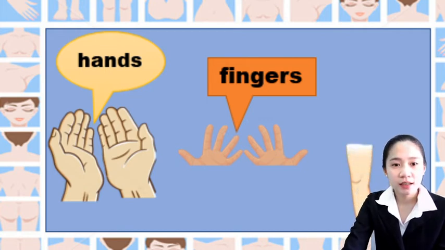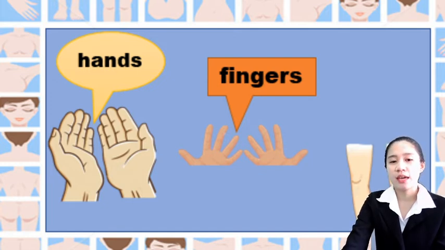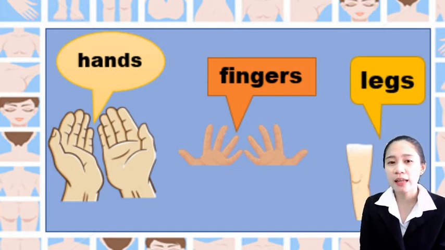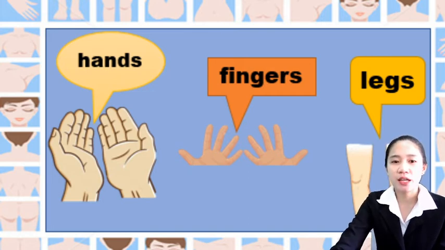What is this? Are you familiar with this part of the body? Okay, so this is what we call our legs. So we use our legs to walk. How many legs do we have? So we have 2 legs. So it is important to take good care of our legs so that we can walk properly.